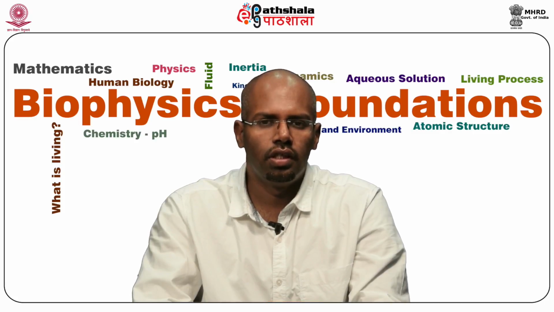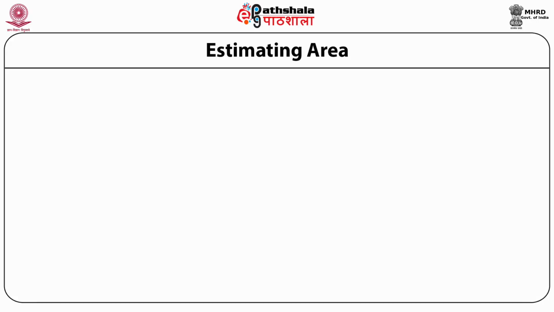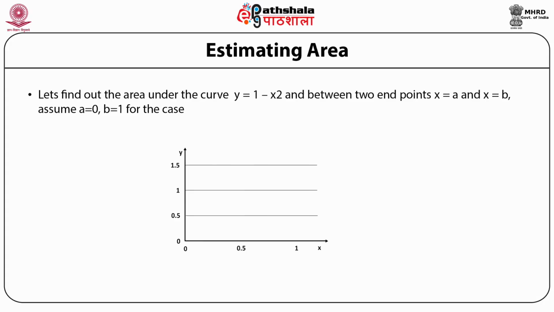Now imagine you have a rectangle of area A, height h and width w. From geometry we know that the rectangular area A is the product of h times w. Estimating area. Let us say we want to find the area under the curve given in the graph, y is equal to 1 minus x squared, between the points 0 to 1 on the x axis. So a is equal to 0 and b is equal to 1 for this case.